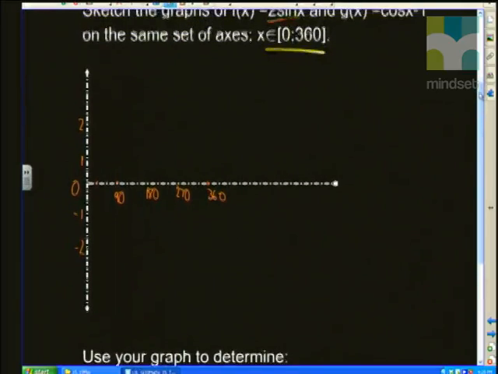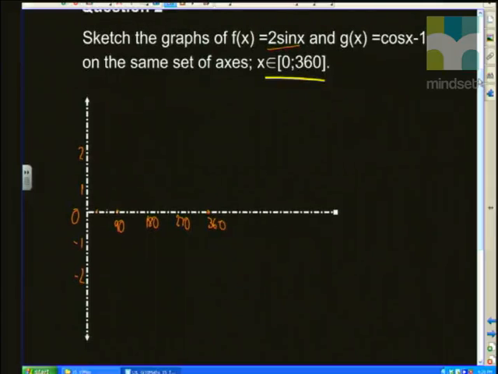Okay. For the 2 sine x graph, you're simply taking all of your key points on your sine graph and multiplying them by 2. So your function values are being multiplied by 2. Remember what I told you before. A is greater than 1, therefore your amplitude is going to increase. It's going to stretch the graph, all right?